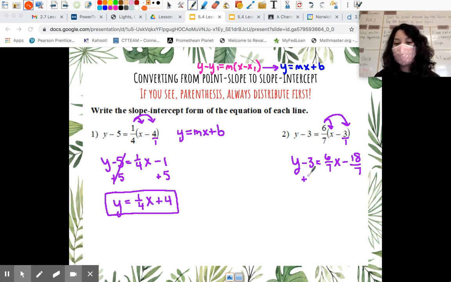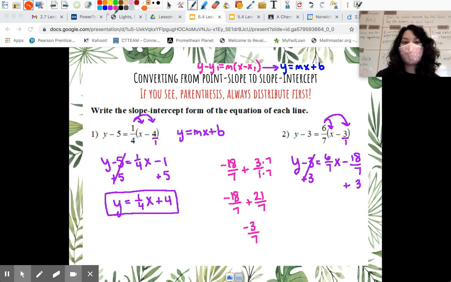I'm going to add 3 to both sides. And off to the side, you may want to do a little work. I need to take this -18/7 and add 3 with it, so I'm going to make that 3 look like a fraction. When I add or subtract fractions, I need their denominators to be the same, so I need a least common denominator of 7. So I'm going to multiply the second fraction by 7. That's going to give me 21/7. Now I can combine these numerators, and that should give me -3/7.